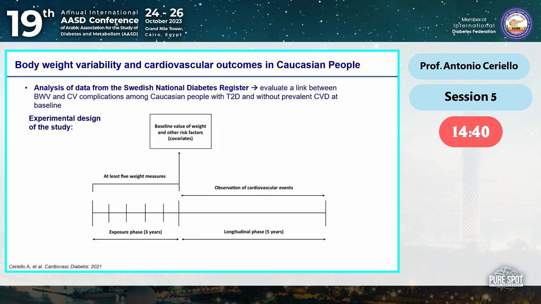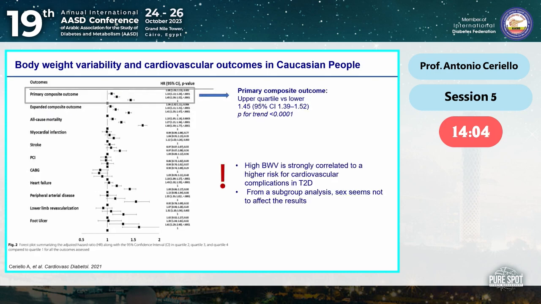So we looked at the possibility that body weight variability was also linked to cardiovascular disease in Caucasian people, and we used the Swedish Diabetes Registry. We cooperate with this registry. Many of you, I'm sure, know that it is one of the best in the world because it follows all the people living in Sweden. They are really collecting all the data of people living in Sweden, so it's one of the most complete registries in the world. And we found that body weight variability was strongly correlated to a high risk of cardiovascular complications also in Caucasian people, and there was no influence of sex. So whether you are a woman or a man, there is no difference in terms of cardiovascular risk if your weight goes up and down.